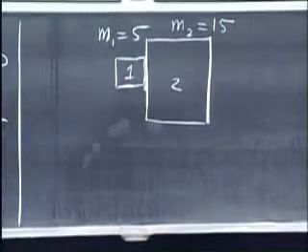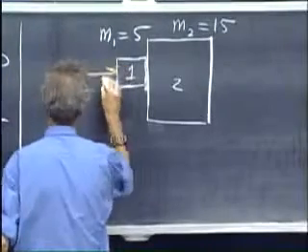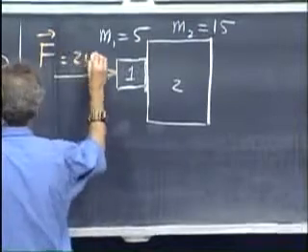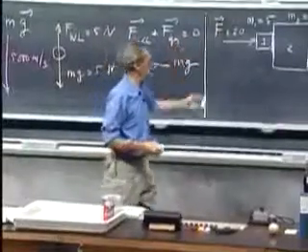There is a force, and the force is coming in from this direction. This is the force, and the magnitude of the force is 20 newtons. What is the acceleration of this system?